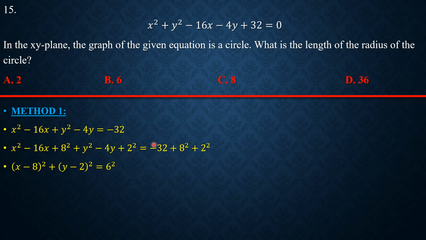So equals, we have 64 plus 4 minus 32, which gives us 36. Well, 36 is 6 squared. So you have actually written the equation in the form x minus a, that squared, plus y minus b, that squared, equals r squared. So the radius here is basically just 6. The center of the circle is x equals 8, y equals 2. All right, so that's method 1.